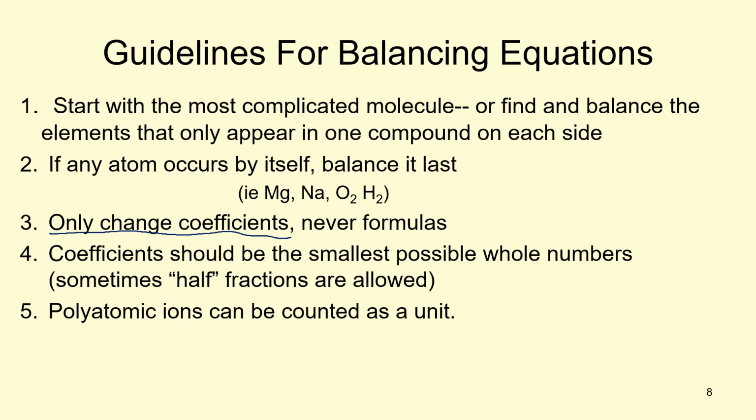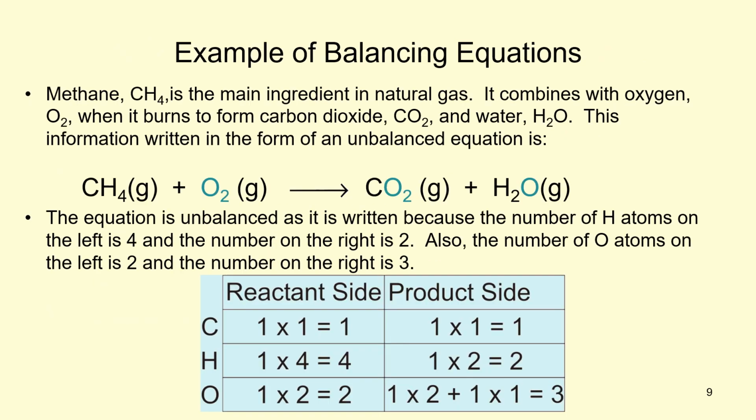A little bit more, drill down a little bit more, coefficients should always be the smallest possible number. So whenever you're looking at your answer, you might want to take a minute and see if it's in its lowest terms. If not, you want to reduce it down. And when we have polyatomic ions, sometimes they can be counted as one unit. If they show up the same on both sides, I would count it as a unit. It makes it a little bit easier. So let's do a few more examples.